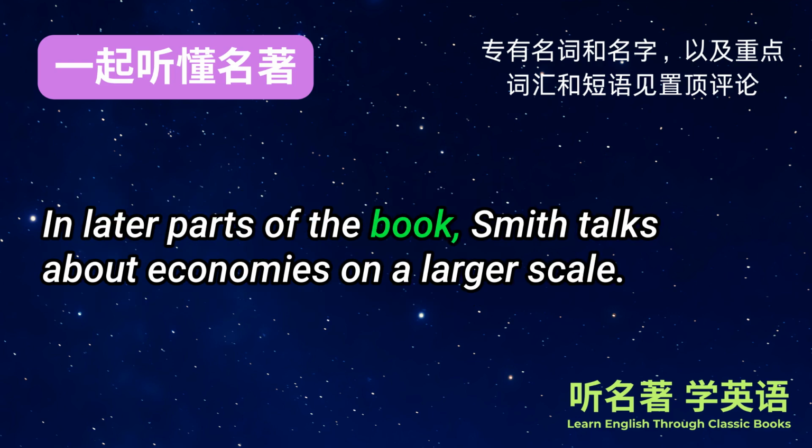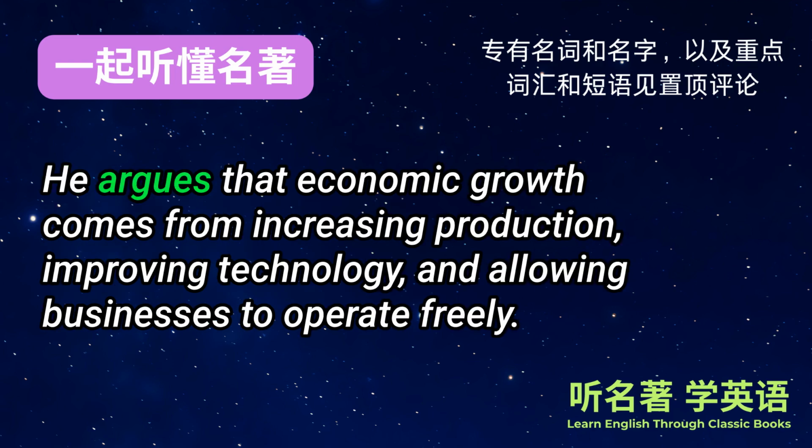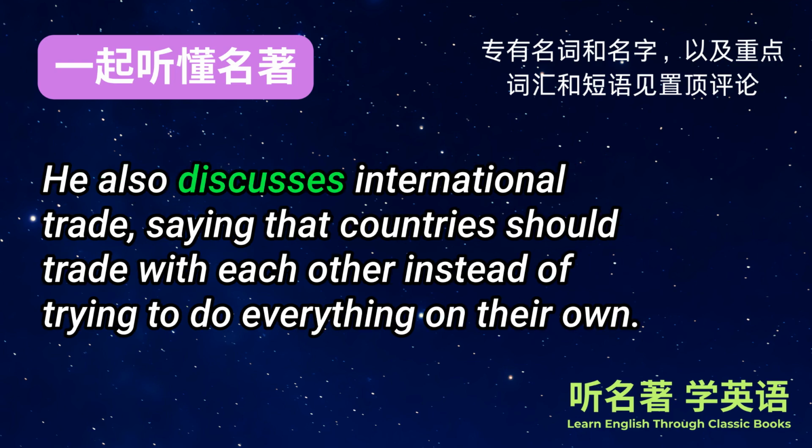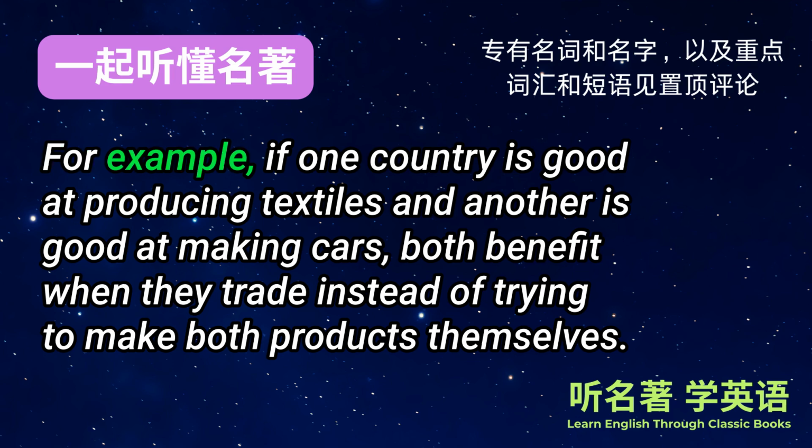In later parts of the book, Smith talks about economies on a larger scale. He looks at why some countries become rich while others remain poor. He argues that economic growth comes from increasing production, improving technology, and allowing businesses to operate freely. He also discusses international trade, saying that countries should trade with each other instead of trying to do everything on their own. Trade allows countries to specialize in what they do best and benefit from exchanging goods and services. For example, if one country is good at producing textiles and another is good at making cars, both benefit when they trade instead of trying to make both products themselves.